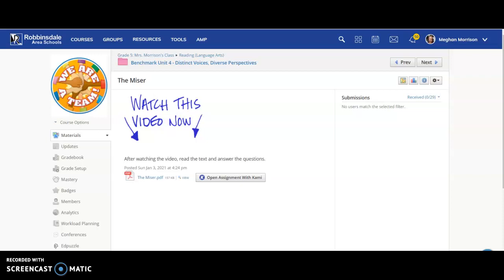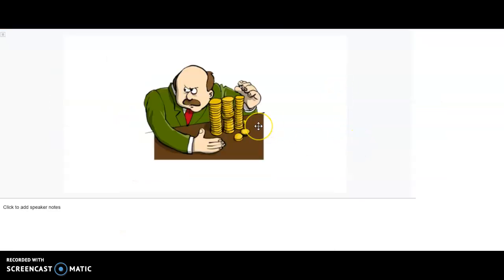All right, this text is called The Miser. And a miser is a word for someone who has a lot of money but likes to just save it and not spend it. It's called hoarding your money, where you just like money, you want to just keep it all. So that's what a miser is. Give you some context for the story.